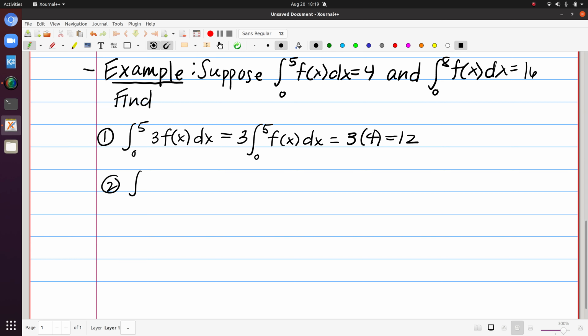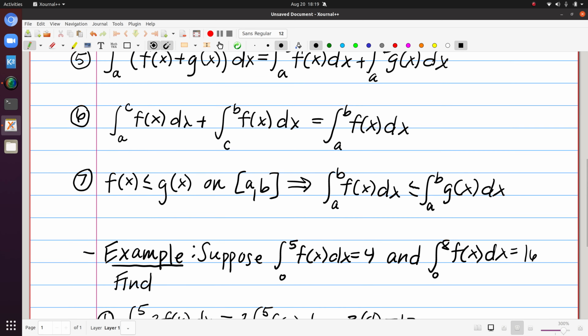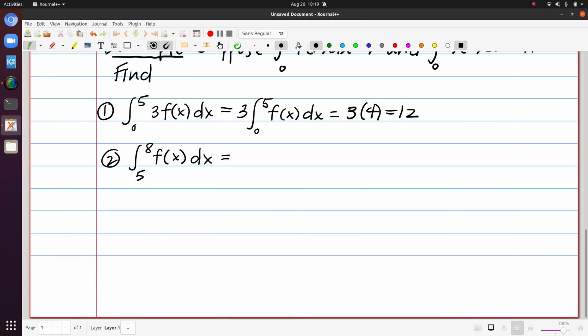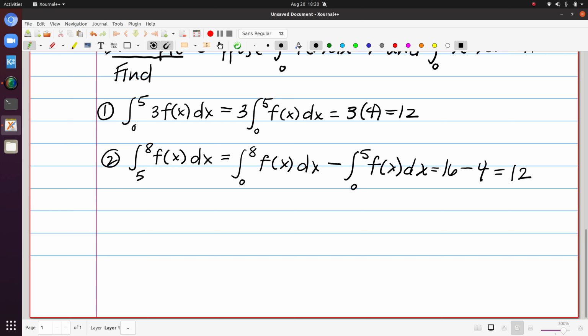If we're asked to find the integral from 5 to 8 of f of x, we can think about how we would do that using our property number 6, where we could rearrange that. Notice that this should be equal to the integral from 0 to 8 of f of x minus the integral from 0 to 5 of f of x. And filling in those given values, that's 16 minus 4. So we would likewise get 12 here.